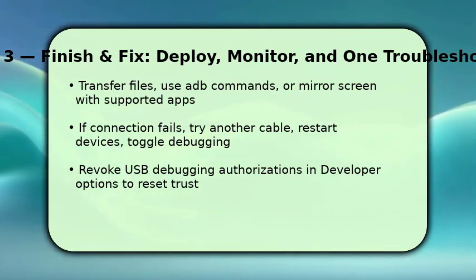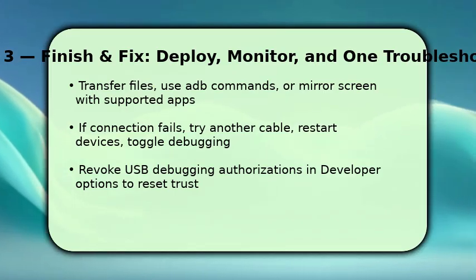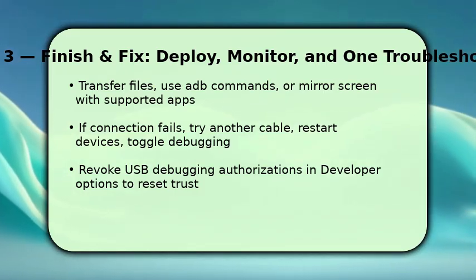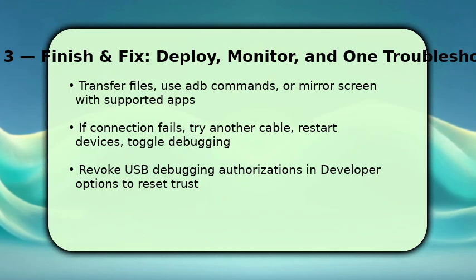If the Mac keeps failing to see the phone, revoke USB debugging authorizations in developer options and reauthorize when prompted. Finally, disconnect safely and close apps. This prevents file corruption and maintains a clean connection.